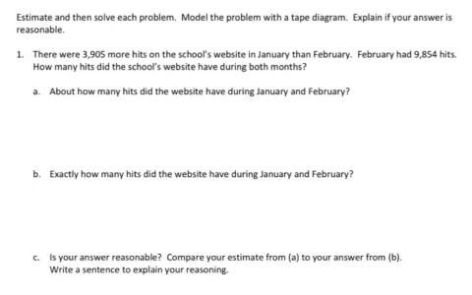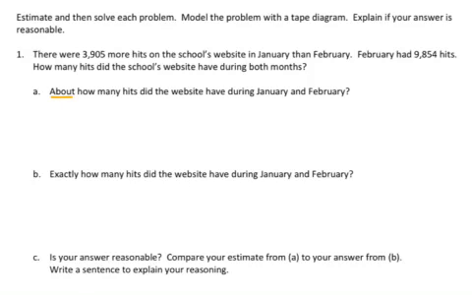There were 3,905 more hits on the school's website in January than February. February had 9,854 hits. How many hits did the school's website have during both months? Part A says about how many hits did the website have during January and February. So when I see the word about, that's telling me I'm going to do some rounding here.